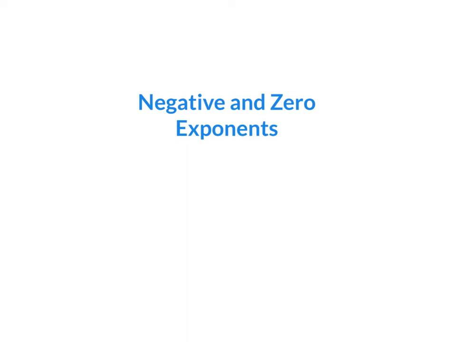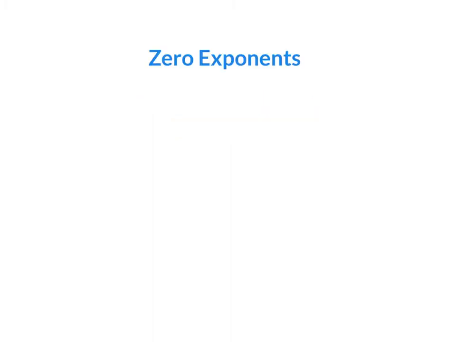Alright, so in this video we are going to talk about negative and zero exponents. We have already seen that anything raised to the zero power is 1, but I just want to show you it in a different way now that we know the quotient property.